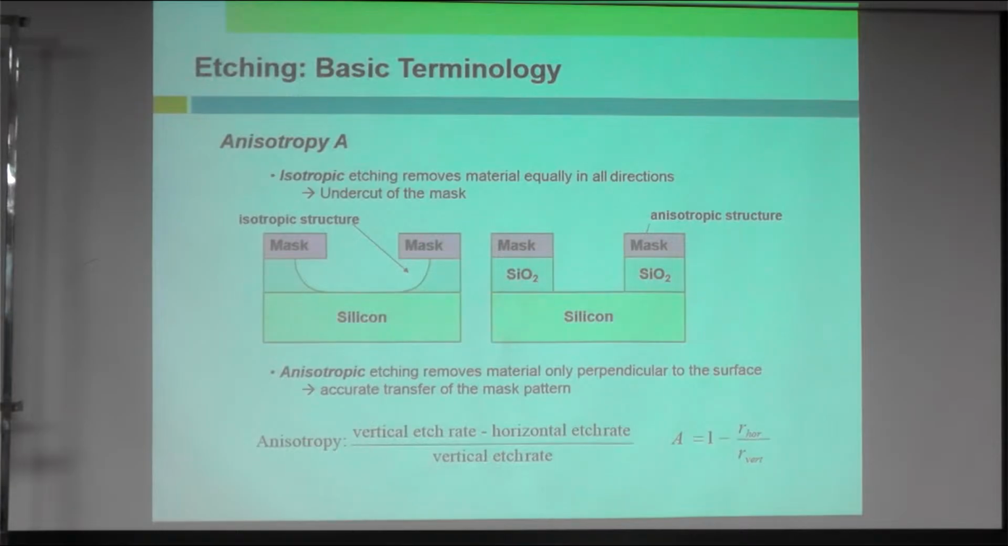So this is another: what happened to the mask and what happened to material removal. So isotropic etching removes material equally in all directions. So there is undercut of the mask. So we have the mask here, photoresist, for example, or it can be some other materials as well. Depends on the process step itself.